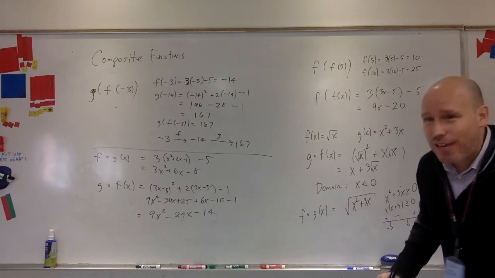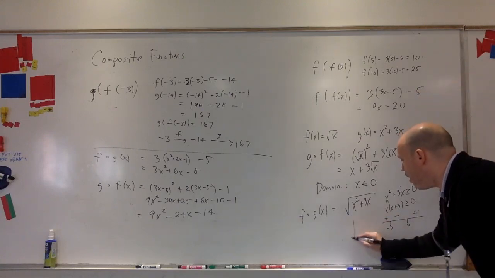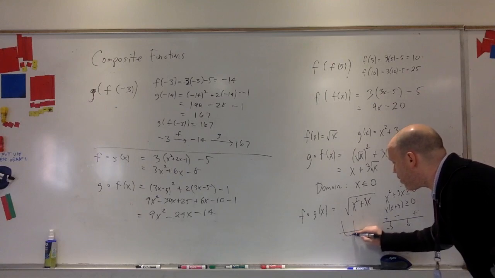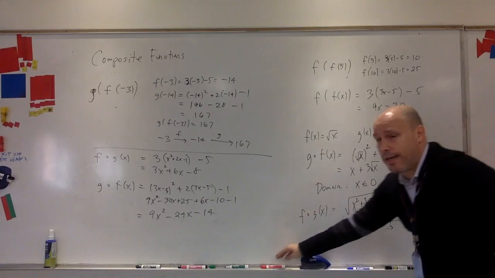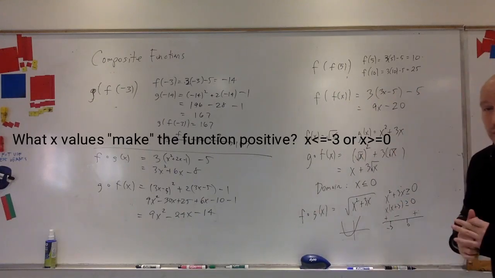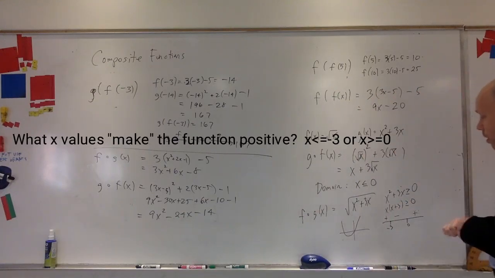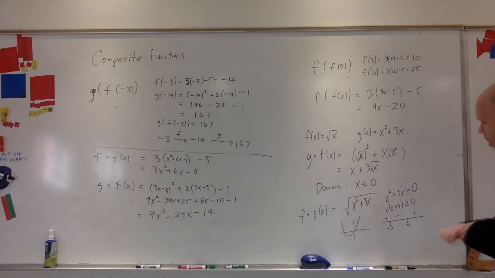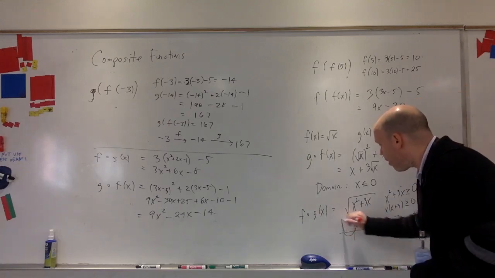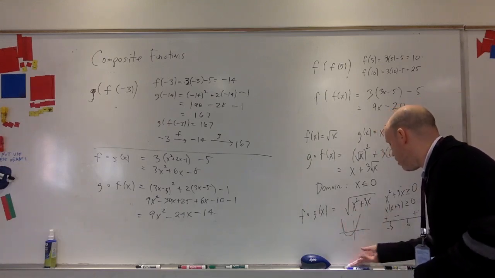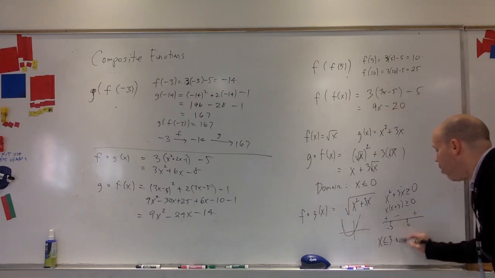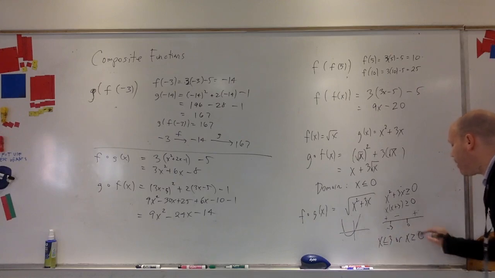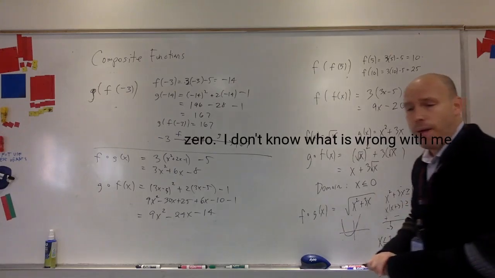An easier way I tell the kids to do this is just, you know that this is a parabola that looks like this. And so the domain, so where is it? Where's the x values positive? Well, we know that's here and here. So the domain is x is less than or equal to negative 3, or x is greater than or equal to 0. We'll talk more about this another time.